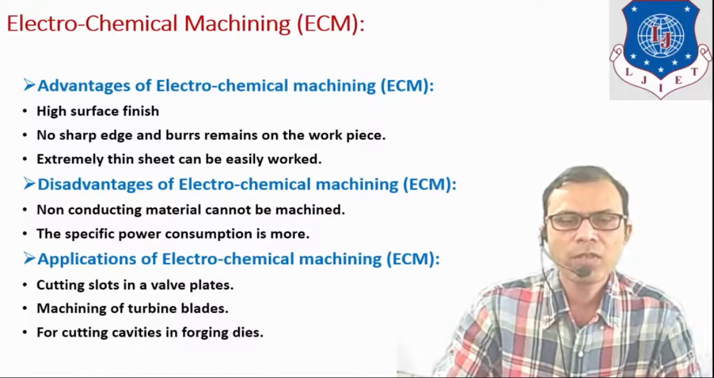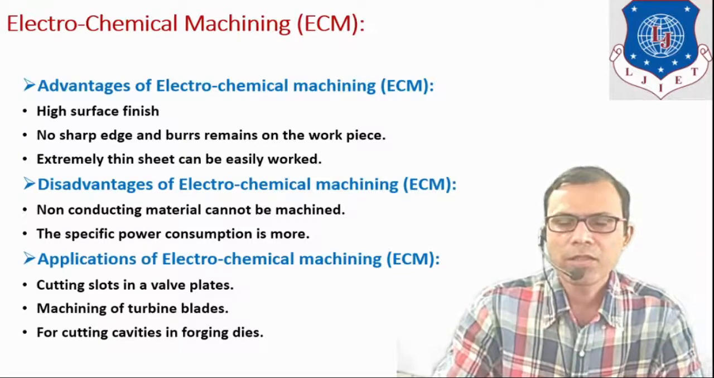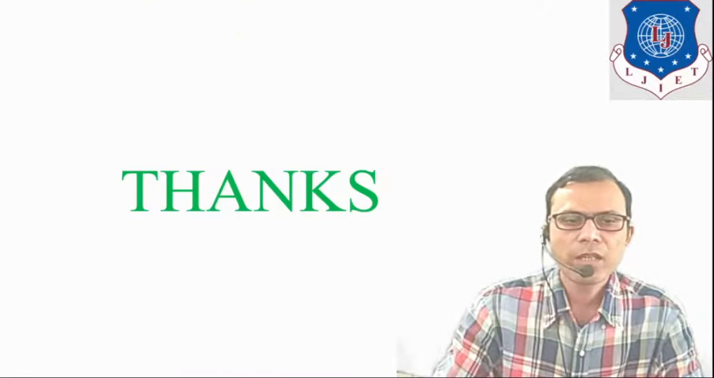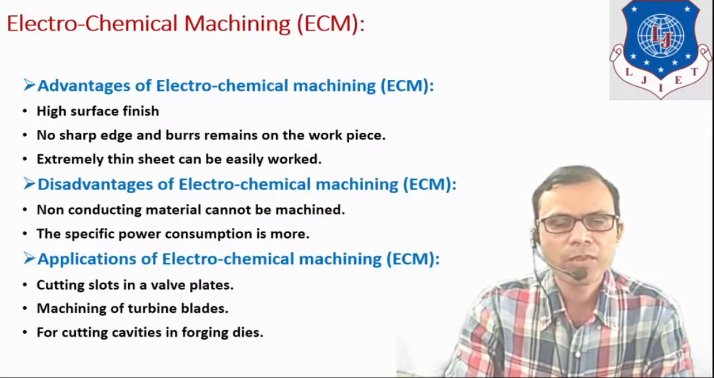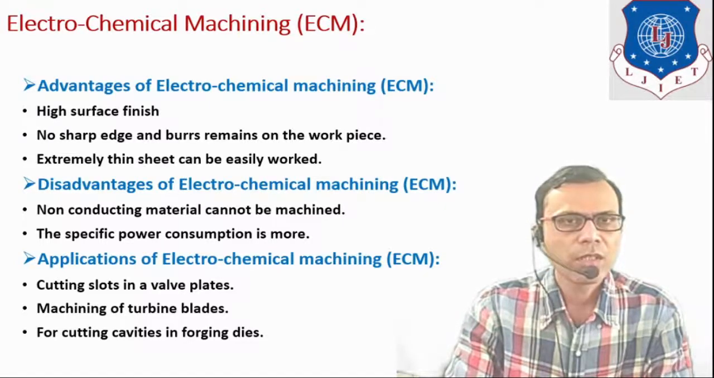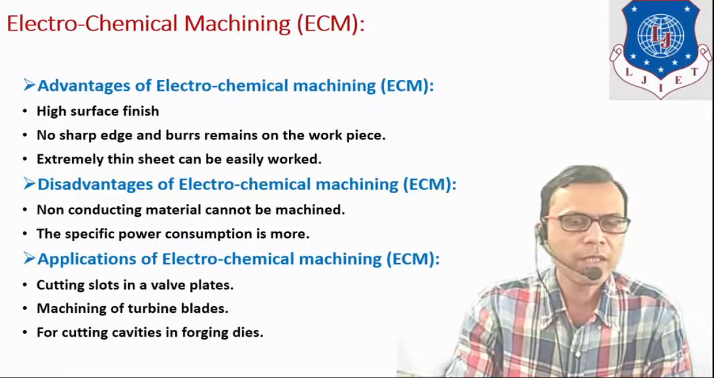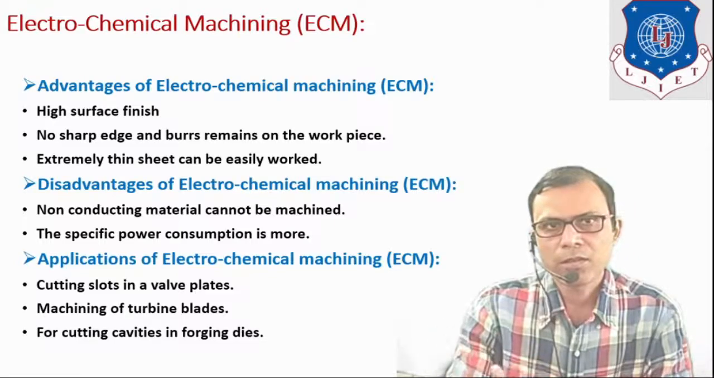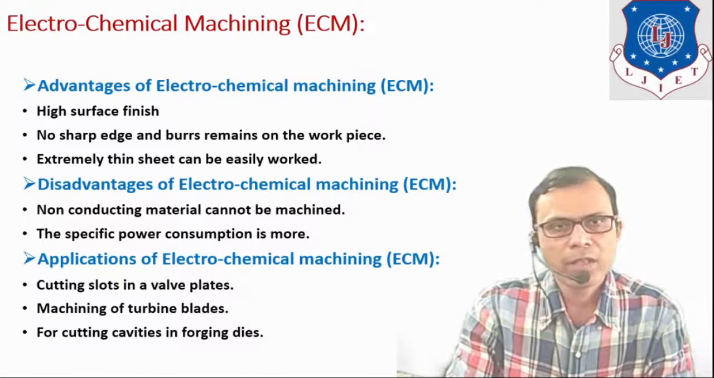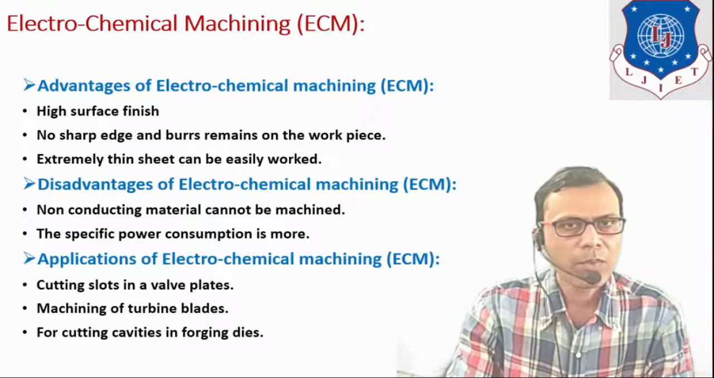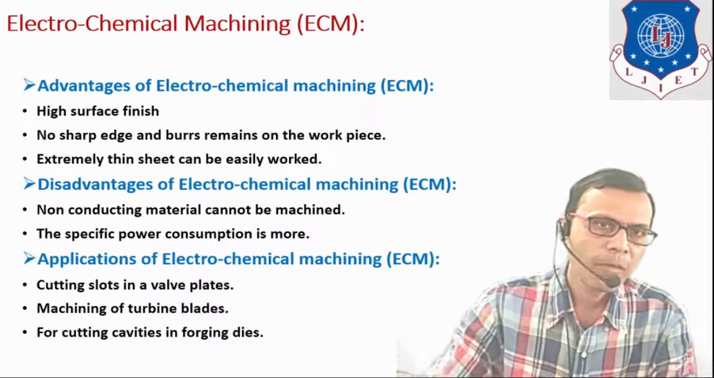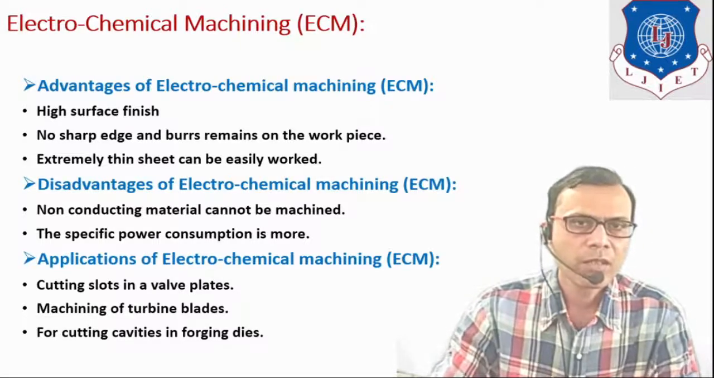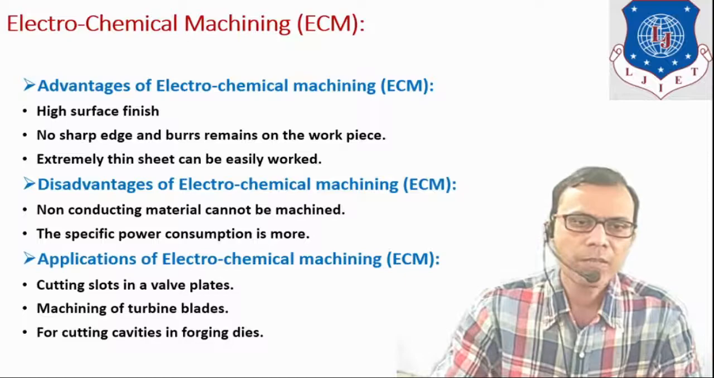So we have seen today in this session electro discharge machining and electrochemical machining. In both of these machining processes, a DC power source is required. That DC power source is applied to the workpiece and cutting tool, and the workpiece becomes the anode and the cutting tool becomes the cathode. And we discussed how the machining takes place.